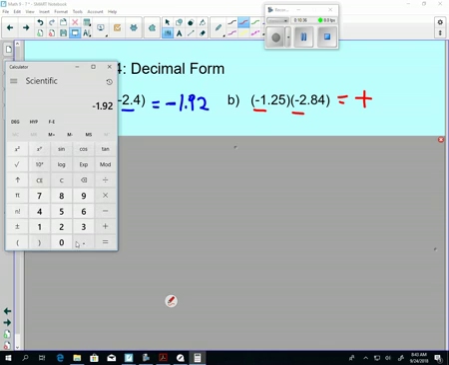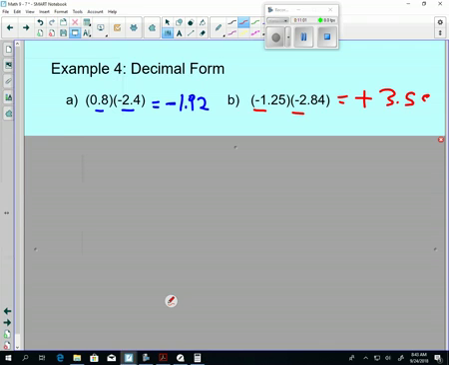1.25, make it negative, times 2.84, negative, 3.55.